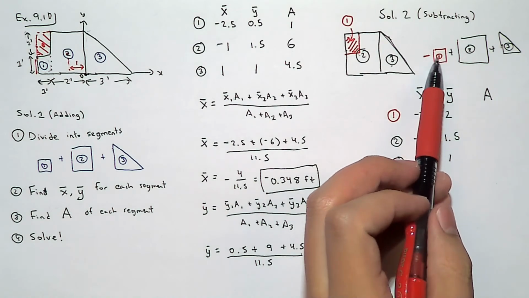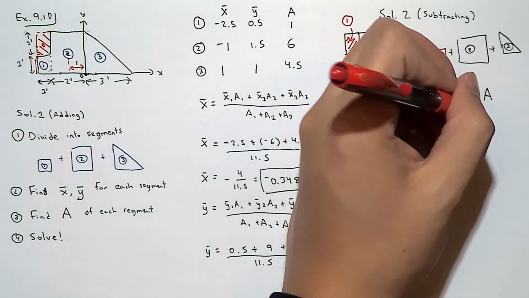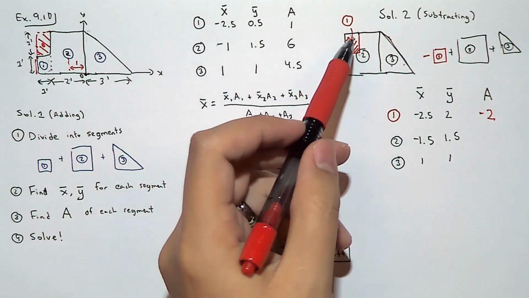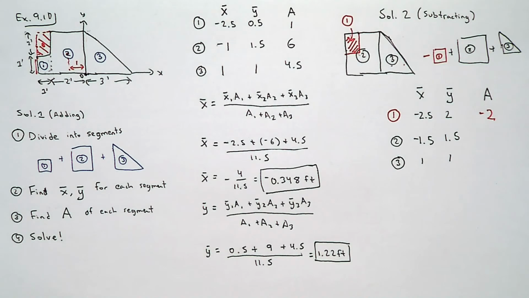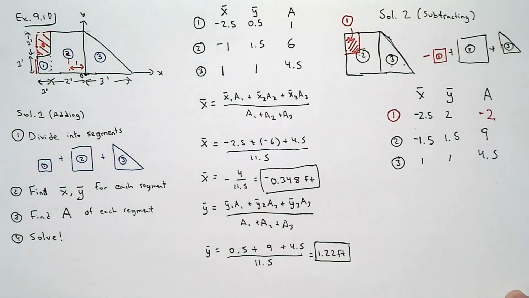This segment is a segment that is not part of our shape. So whenever I write down my area, you don't have to do this, but when I write down my area, I would write it as negative 2, because the area of the whole thing would be the area of these two segments minus the area of that rect segment that's not part of our body. So negative 2. What's the area of the big rectangle? 9. What's the area of the triangle? Wait, we already got it, 4.5. Good. And the last step, as you know, is to solve.